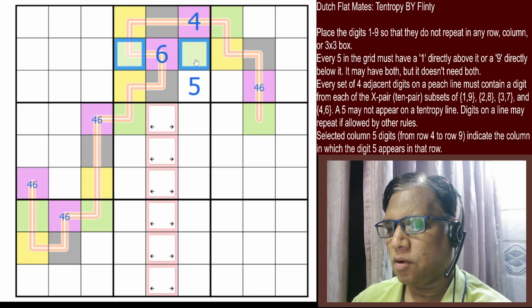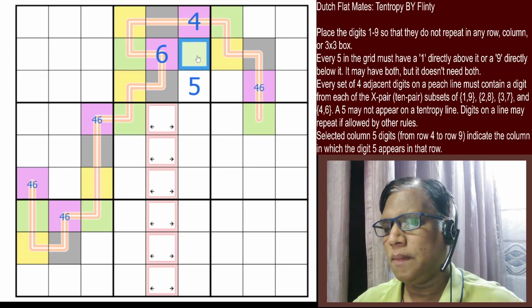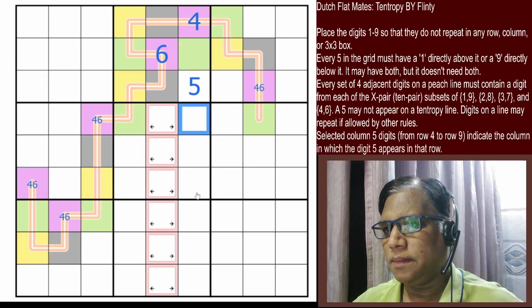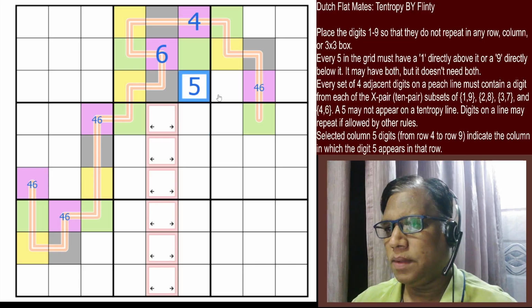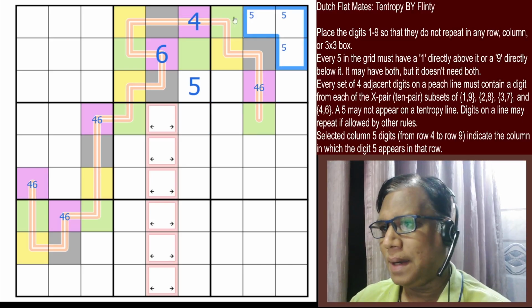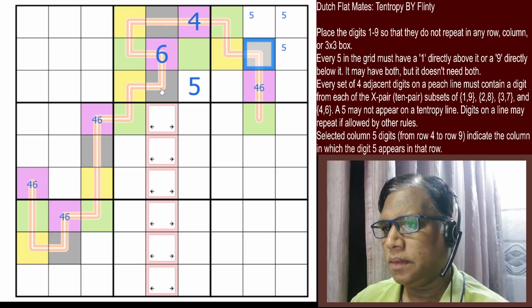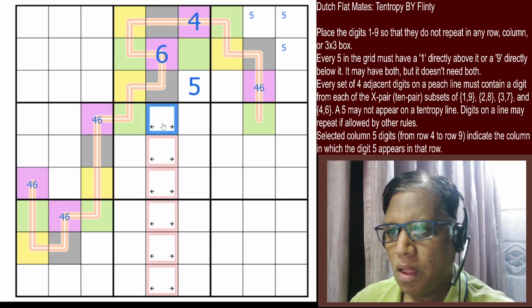So both greens are also done. Oh, now that could be 1, or that could be 9. That 5, that means 5 is not here, 5 is somewhere here, right? Oh, that could be 5, that could be 9. Then that would be 1, and that would be 5. Okay, that's fine.